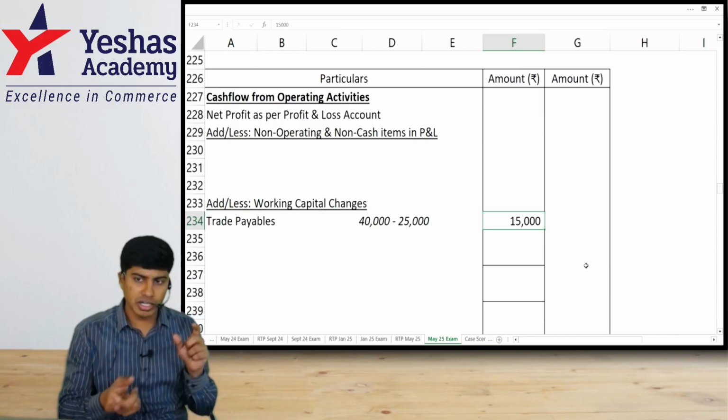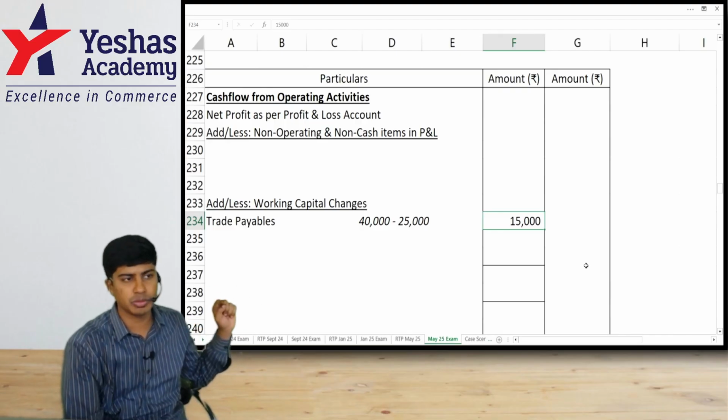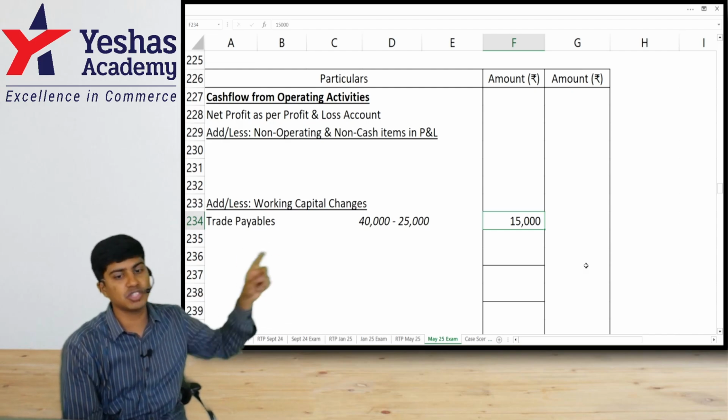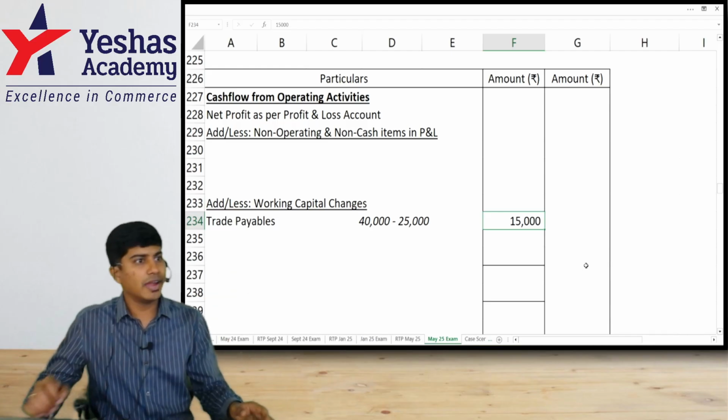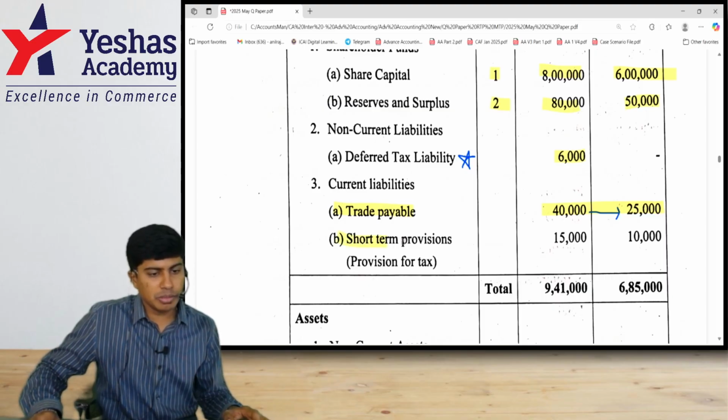If opening and closing is this way, closing is 40, opening is 25, I wrote 40 minus 25. If closing was 25 and opening was 40, I would have done 25 minus 40 and I would have got minus 15. I hope everyone's clear. Very nice. Come to the next item, short-term provisions.